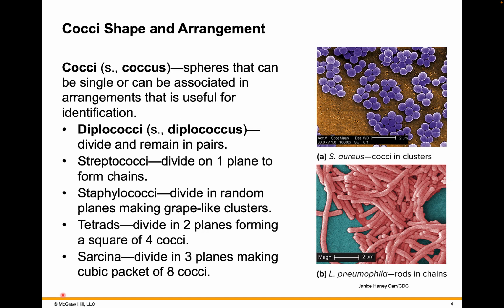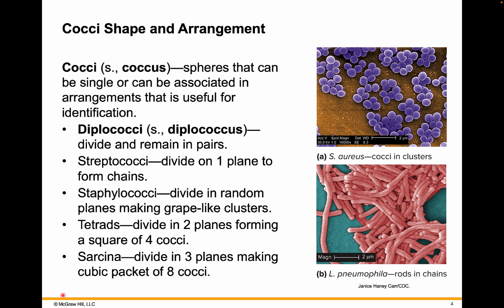So first, let us take a look at the cocci, or coccus, spheres that can be single or can be associated in arrangements that are useful for identification. If there's a single cell in isolation, we call it a coccus. If there are many of them spread around, the plural is cocci. The diplococcus divide and remain in twos, two coccus next to each other. On the other hand, the streptococci divide in one plane and always form chains.